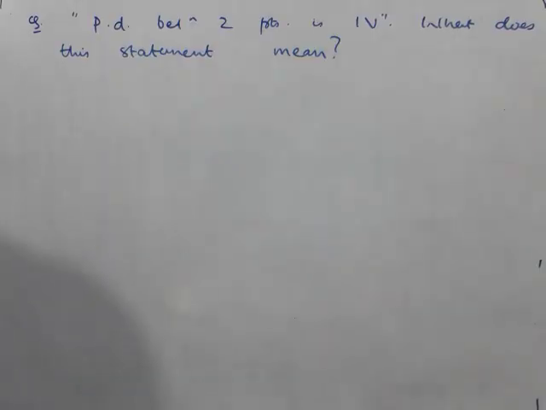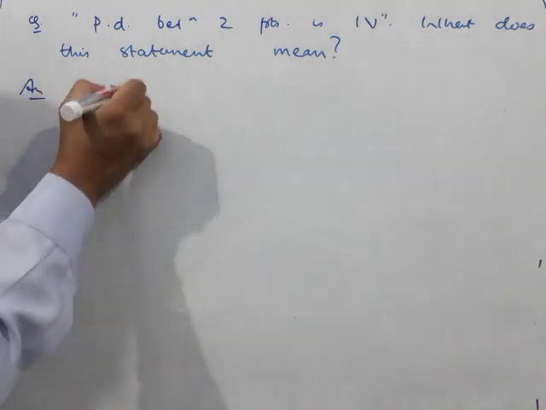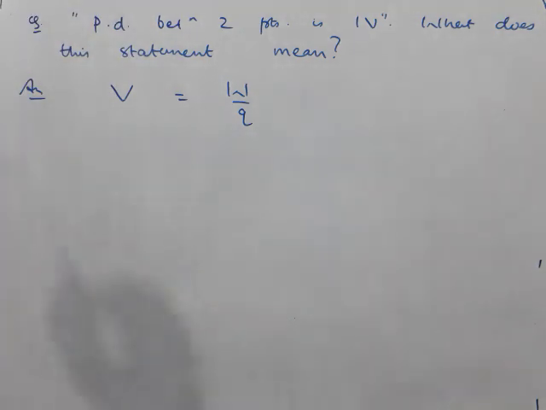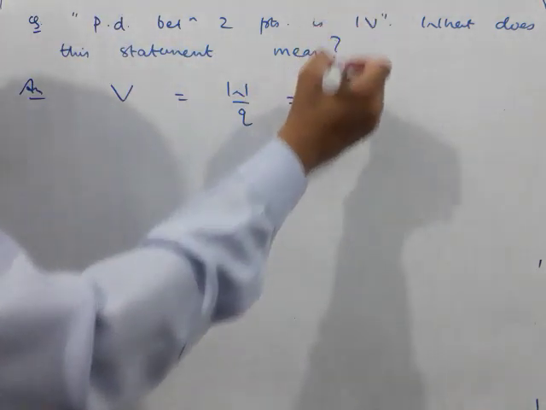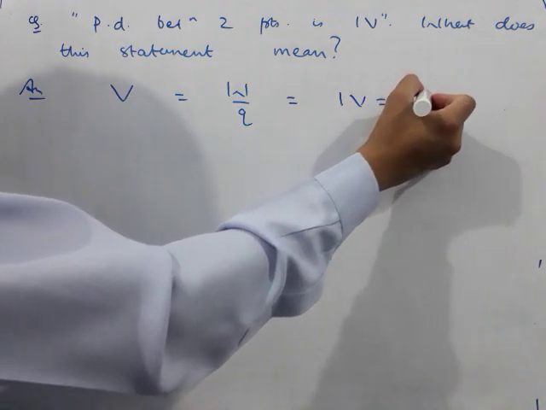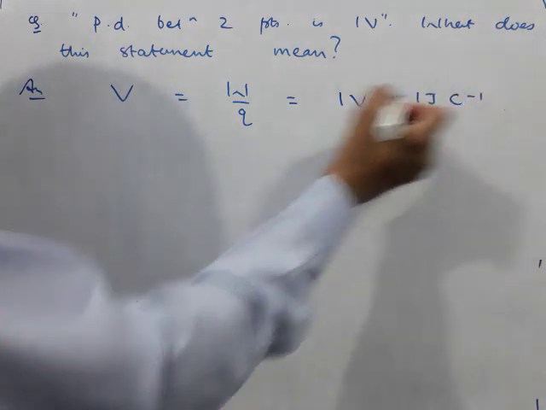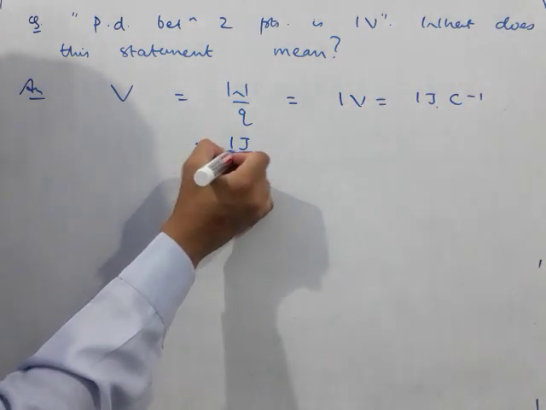There is a question based on this idea. The potential difference between 2 points is given as 1 volt. Then what is the meaning of this statement? We know potential difference between 2 points is defined as W upon Q. It is defined as the work done in bringing unit charge from one point to another. It is given as 1 volt. 1 volt means what? 1 joule per coulomb. And 1 joule per coulomb I can write as 1 joule by 1 coulomb.